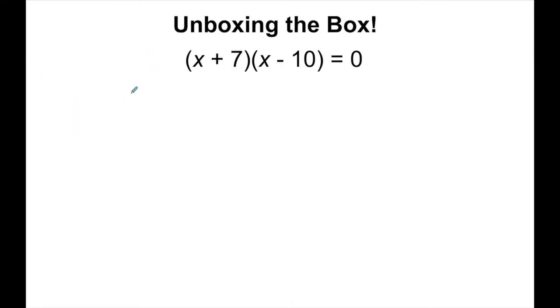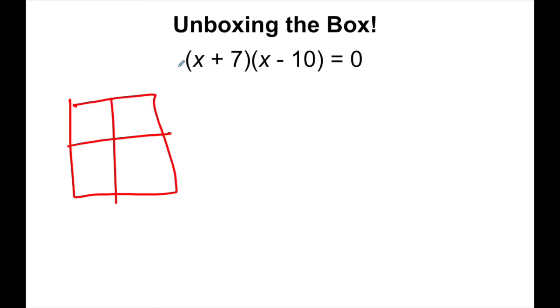So the first thing I thought I would talk about is unboxing the box. What we learned about last unit is that if we had a quadratic that looked like this, I could set up what we call the area model, or the box. And what I can do with that is calculate the area of each box, and then add up the 4 boxes. In this case, there's 4.